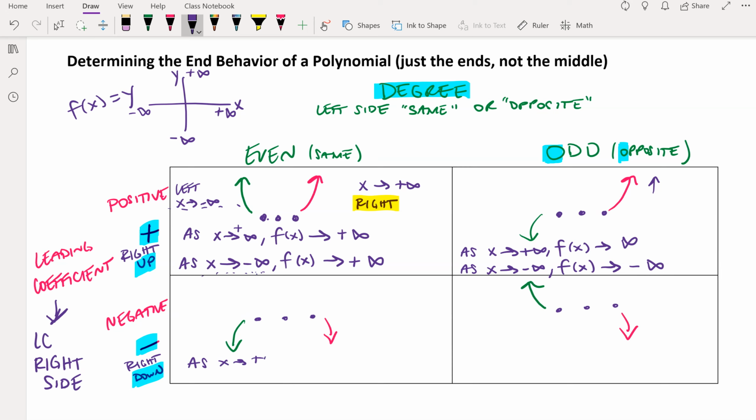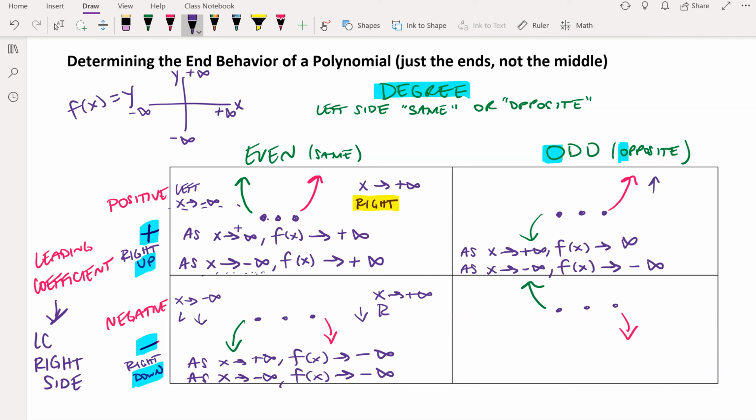All right, let's do this one. As x goes to positive infinity, f of x goes to, do you see how I start this statement off the same every time? Okay, positive infinity for x, that's on the right-hand side. Right-hand side, is it going up or down? The arrow is pointing down, so f of x, or y, is going to negative infinity on the right-hand side of the graph. As we look at x going to negative infinity, that's the left side of your graph, our arrow is also pointing down. So that means f of x, or y, is going to negative infinity.